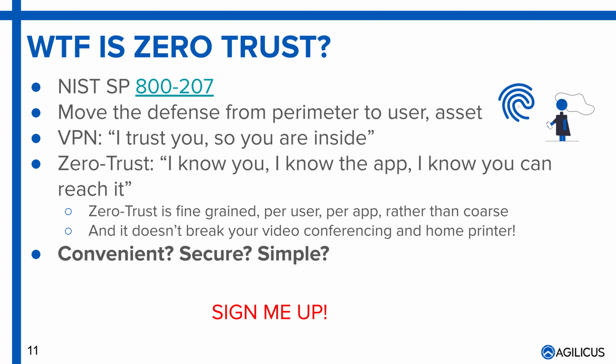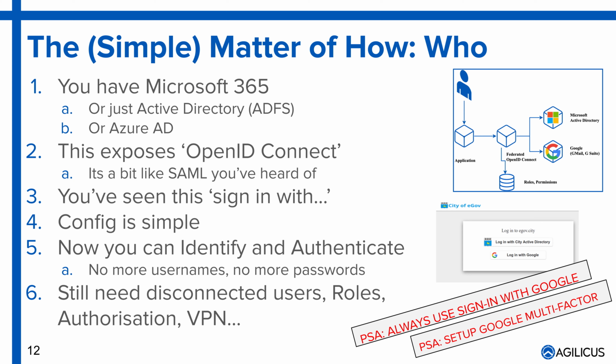Zero Trust is fine-grained per user, per app, rather than coarse. And it doesn't break your video conferencing and home printer, because it's not tunneling all of your IP traffic into the VPN. It's taking just one application at a time. Is it convenient? Yes. Is it secure? Yes. Is it simple? Yes. Sign me up.